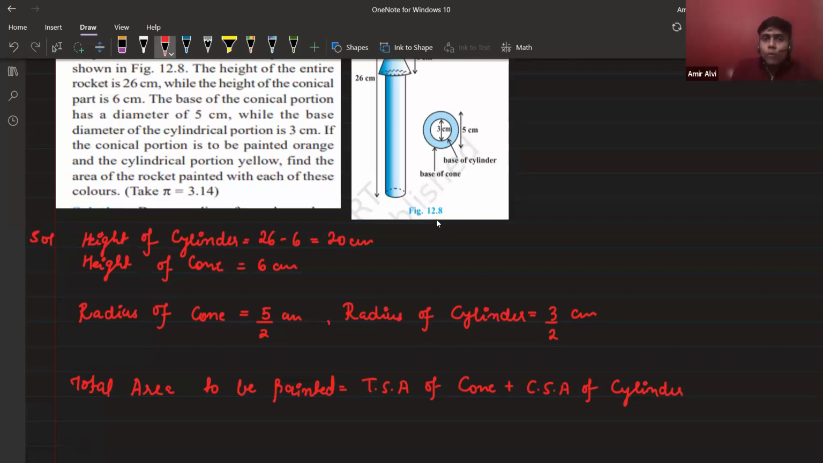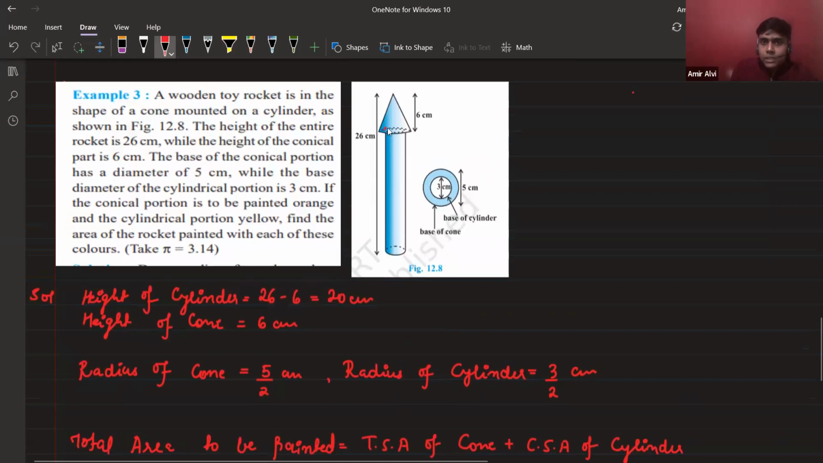Look, with TSA of cone, it means that our whole base will be colored. This whole base will be covered. But is it true? Do we need to paint the whole base of the cone? No, sir. We need to exclude this cylindrical part as well. So we can subtract the base of this cylinder, because I have taken the whole base of the cone. To get the painted area, I have to subtract this area, which is not to be painted.